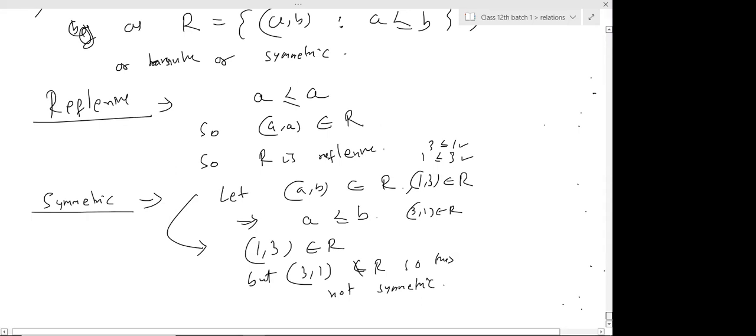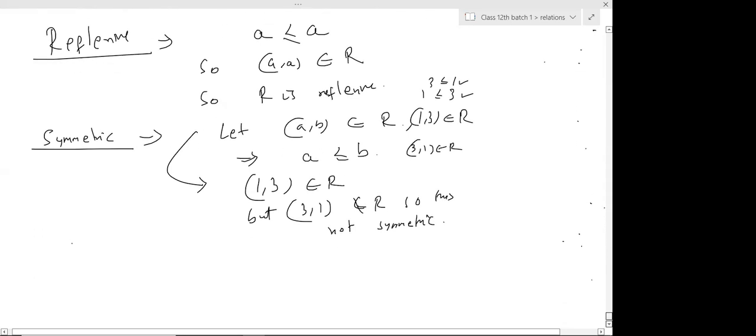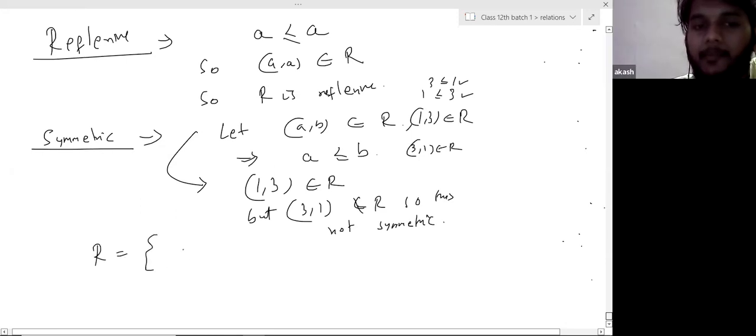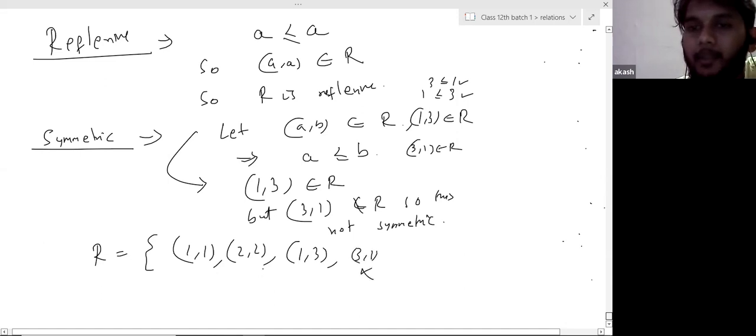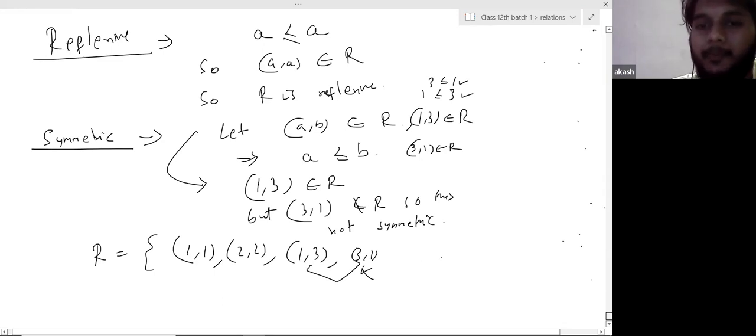Sir, in that case, (1, 1) also we can say it's true, right? No, no. See, Krishna, if you write the relation set, (1, 1) is there, absolutely right. (2, 2) is there, absolutely right. But (1, 3) is also there, but (3, 1) is not there. All right. So for symmetricity, we have to check all the elements. I told you, even if you miss one element, then this is not symmetric. Okay, sir. Even if 99% is correct, the 1% issue is still an issue.